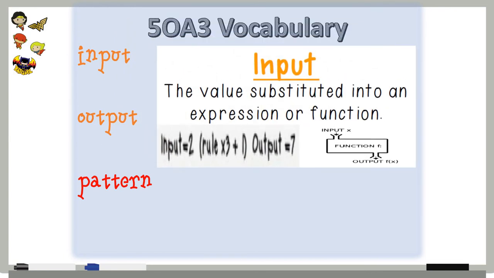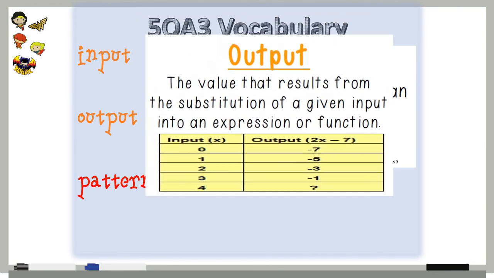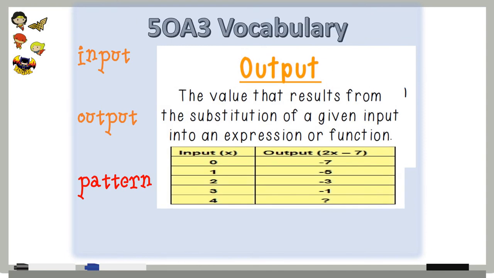First, we need to remember that an input is the value that is substituted into an expression or a function. So if I know that I'm going to take every number and multiply it by 2, whatever number I put in to do that, that's my input. My output is the value that results from the substitution of a given input into an expression or function. So if times 2 is my pattern and I put in 3, I do 3 times 2 and my output would be 6. Remember, all of these should already be in your vocabulary notebook. This is just a quick reminder.